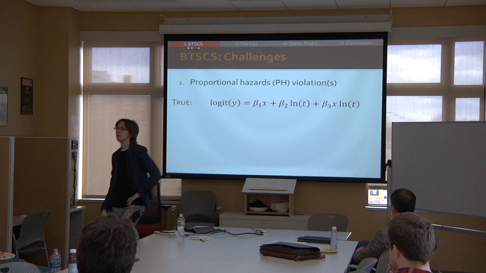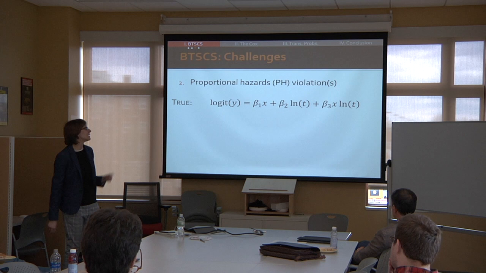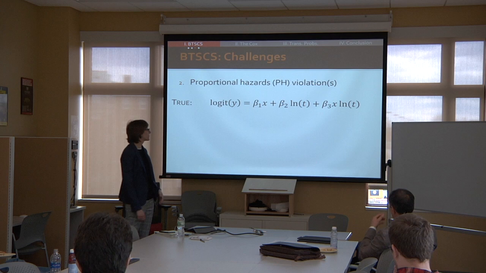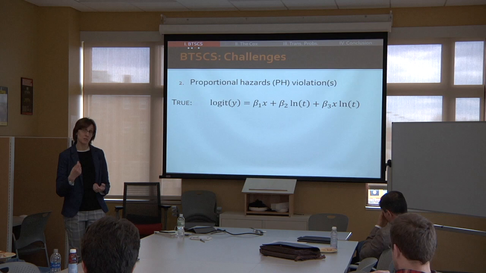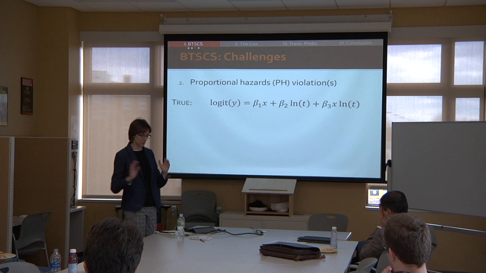This is our DGP, where the probability that your event happens is X plus the log of T, plus X times the log of T. What you can see on the far right is that X's effect is literally conditional, right? It's going to depend on the value of T you pick as far as what X's effect is going to be. So this is the truth.